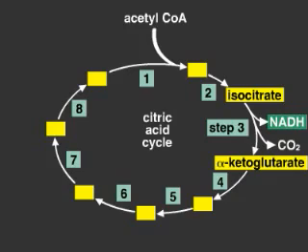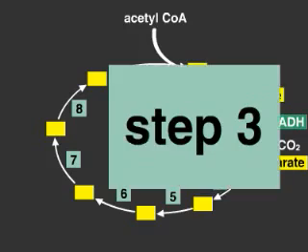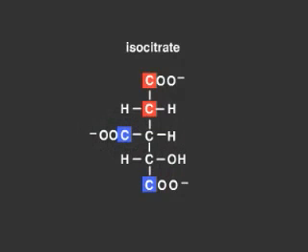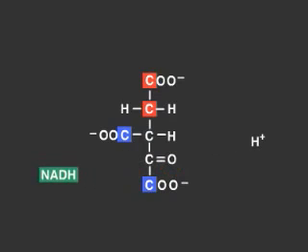In this reaction, isocitrate is converted to alpha-ketoglutarate. The hydroxyl-bound carbon is stripped of its hydrogen atoms, resulting in a carbonyl group. One of these hydrogen atoms is picked up by NAD+ to form NADH, and another is released as a proton. The carbon and 2 oxygen atoms are then released as CO2, creating the 5-carbon alpha-ketoglutarate.